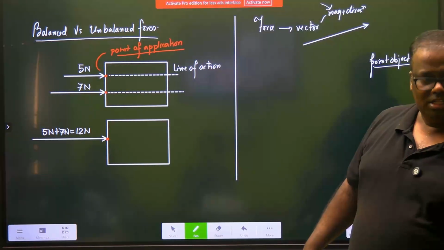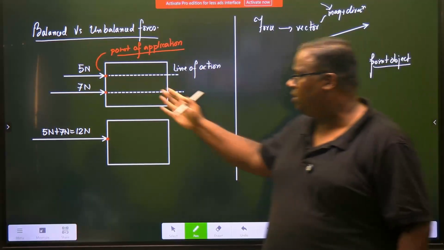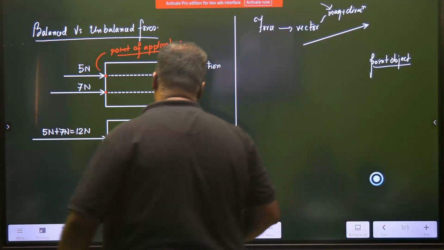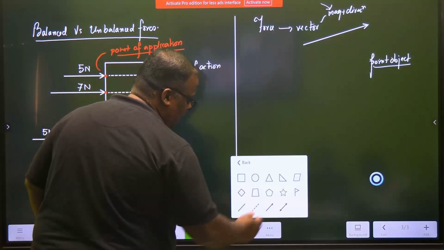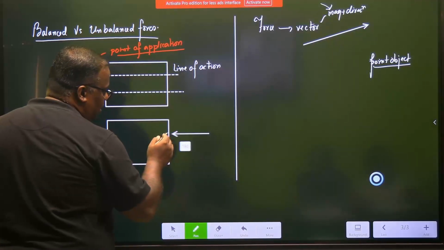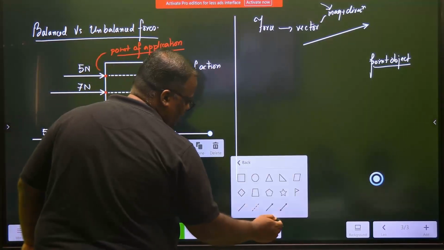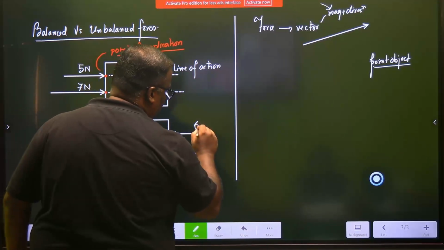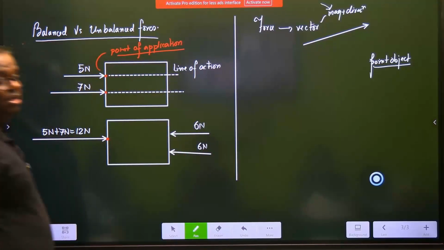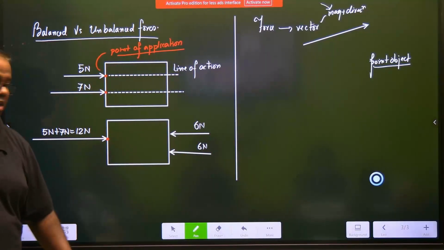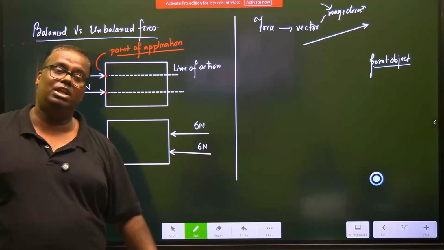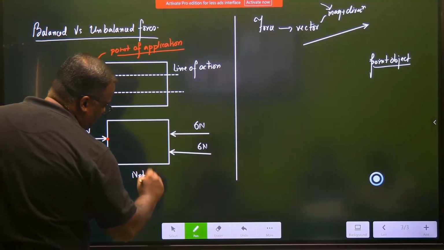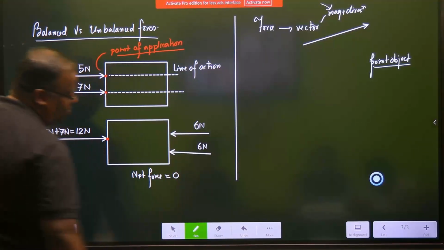So let us first see the problems from a kiddo perspective. As a kiddo perspective, what is the net force? 12 Newton, right? Then suppose I have another scenario where this is 12 Newton and I apply two forces which are 6 Newtons each. 6 Newton, 6 Newton, right? Now total force on this side is how much? 12 Newton. Total force on this side, 12 Newton. So what is the net force? The net force is 0. In this case, net force is equal to 0.